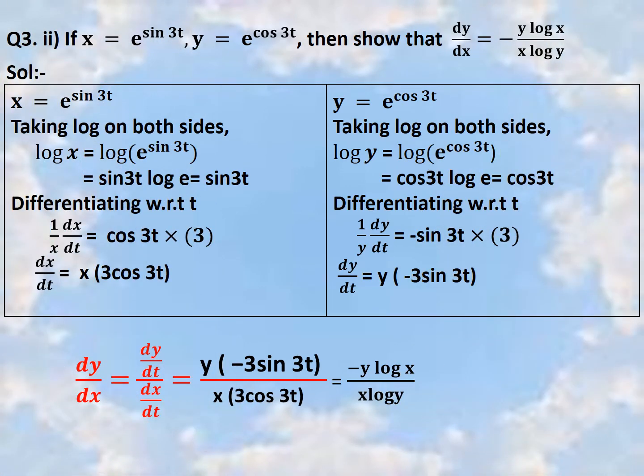Now, question number 3, second one. If x is equal to e raised to sin 3t and y is equal to e raised to cos 3t, then show that dy by dx is equal to minus y log x upon x log y. Let us see the solution.